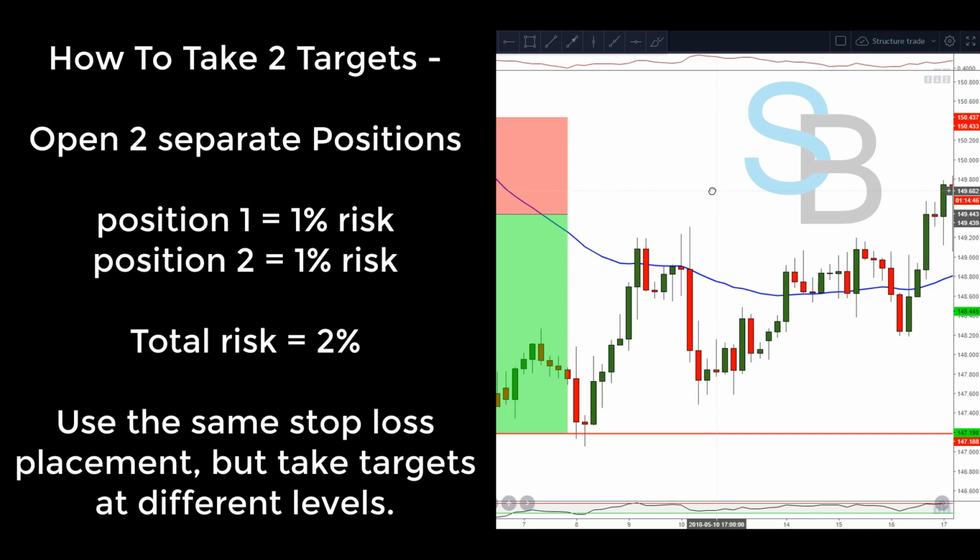Let's say you're risking 2% per trade. That's the risk management plan you've come up with. If that's the case, then you want to open one position with 1% of your total account value at risk and another position with another 1% of your total account value at risk. This is going to give you a total of 2% risk, and you're going to have 2 separate positions open. That way you can take multiple targets.